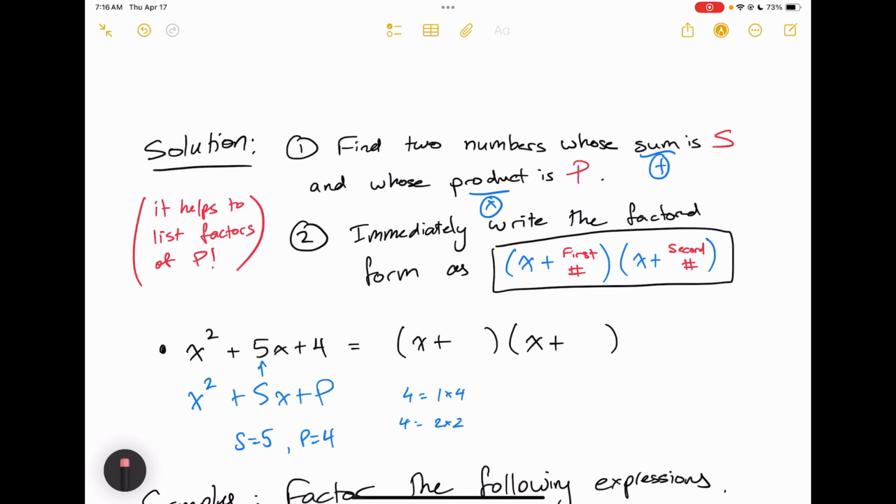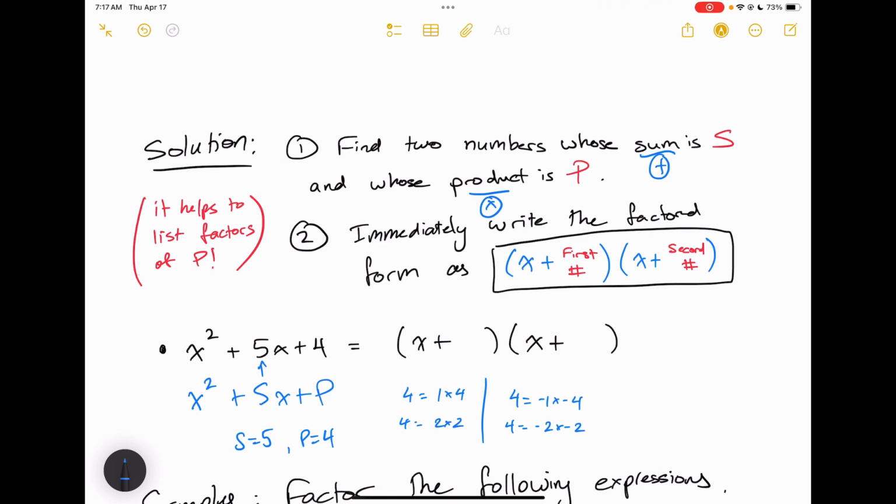But realistically, that isn't enough. We need to consider the negative possibilities, because it's very possible that the two numbers we're trying to find are negative. So in order to get a positive number from negatives, we need to multiply two negatives. So in this case, I can also say that -1 times -4 gives me 4. And it can also be from -2 times -2.